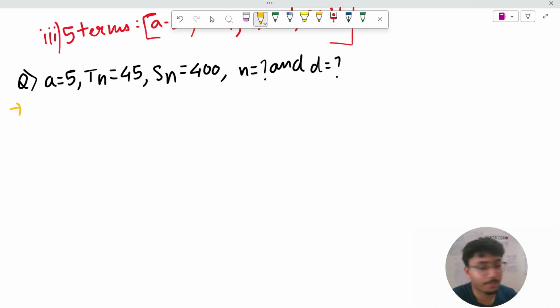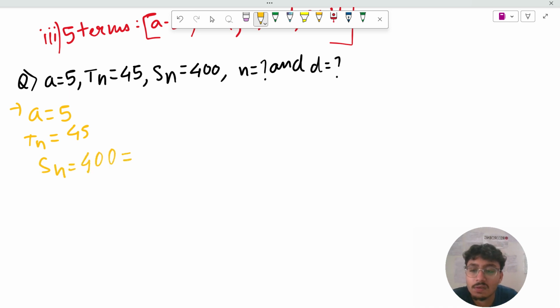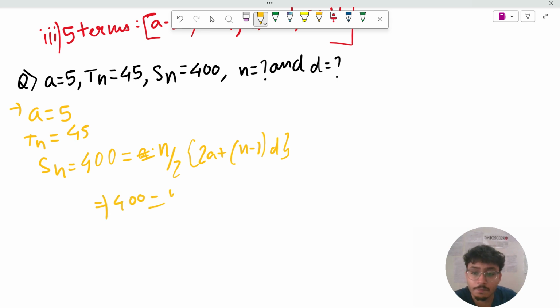Yes, you have thought. I'm now going to solve it. So what am I given? My first term is 5, my nth term is 45, and my Sn is 400. As I have said, my formula of Sn is n by 2 into 2a plus n minus 1 into d. This is the formula for summation of the series.